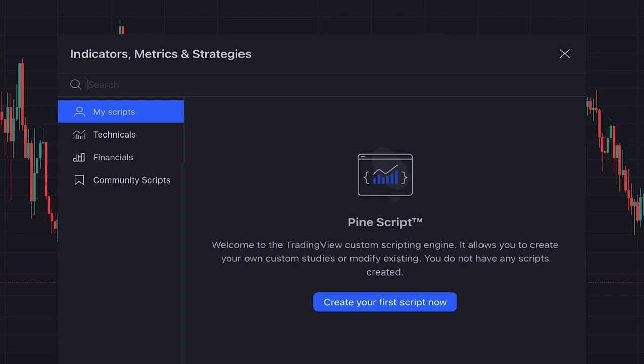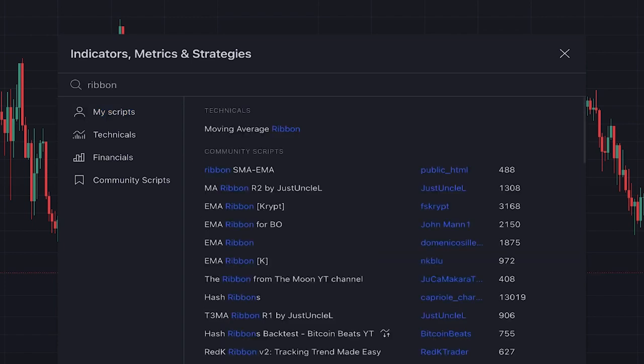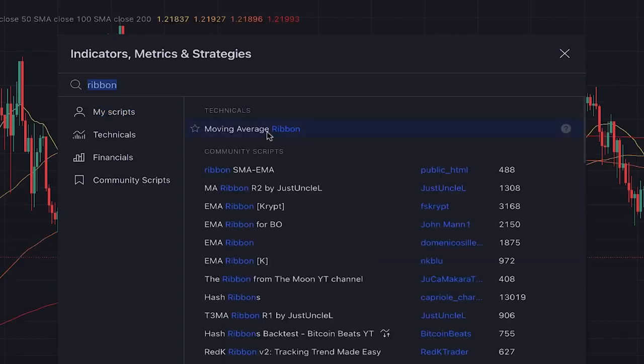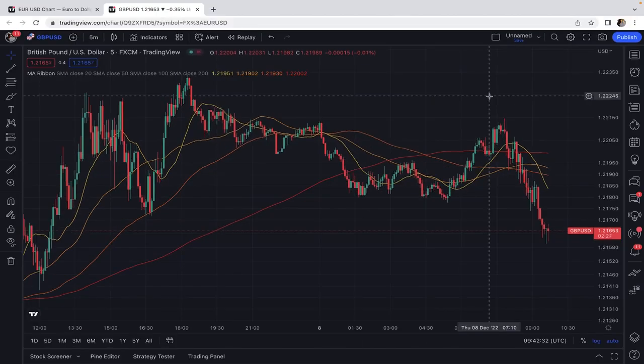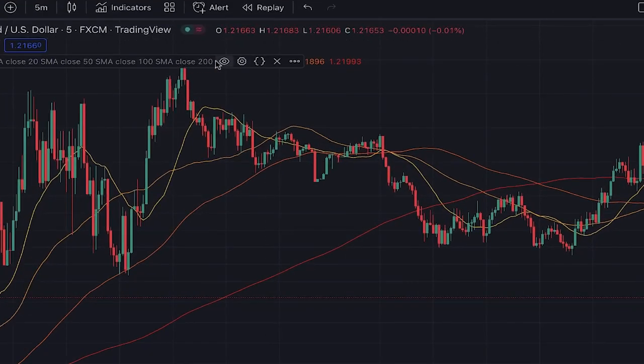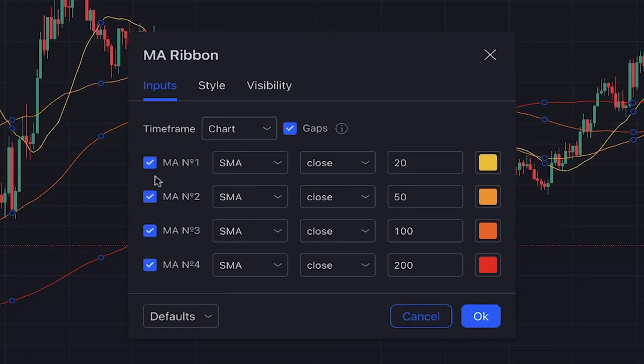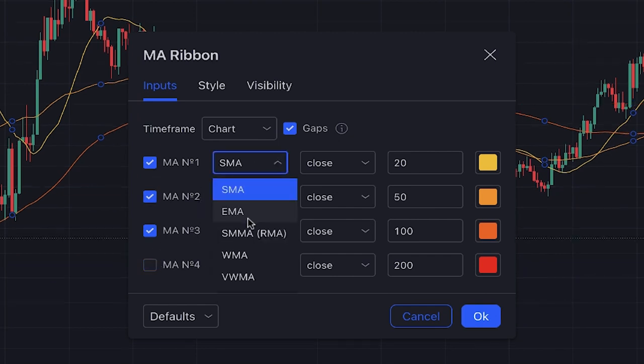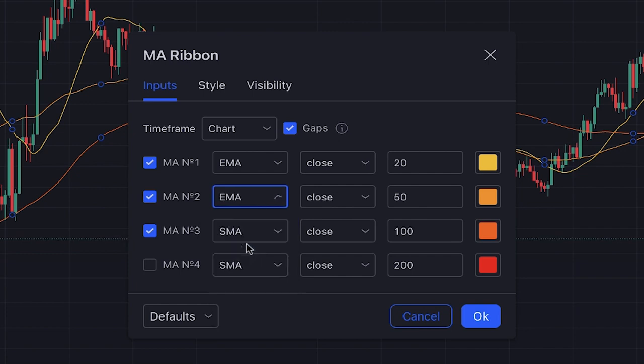First, let's add the moving averages. We must add 3 moving averages to our chart, and one simple way to do this is adding the moving average ribbon, this one. So we can manage them easily in one place here in its settings. We need 3 moving averages, so we should uncheck one of them. 2 of them should be exponential moving averages, so we set EMA for 2 of them.